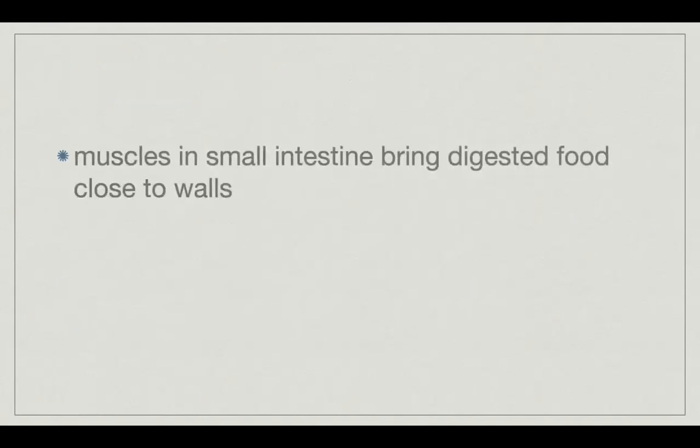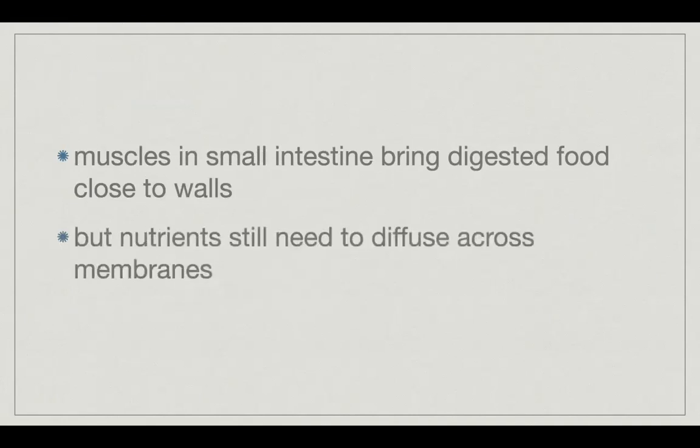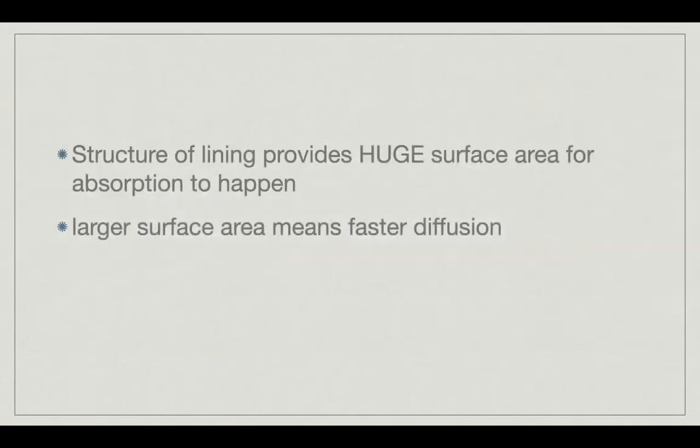Now, this is going to occur differently between the amino acids, glucose and the fat products. And I'm going to talk about that later because I'm going to talk about the surface area first. The reason why the jejunum and the ileum are so well adapted is because of the structure of the walls, the lining. Of course, larger surface area means faster diffusion.